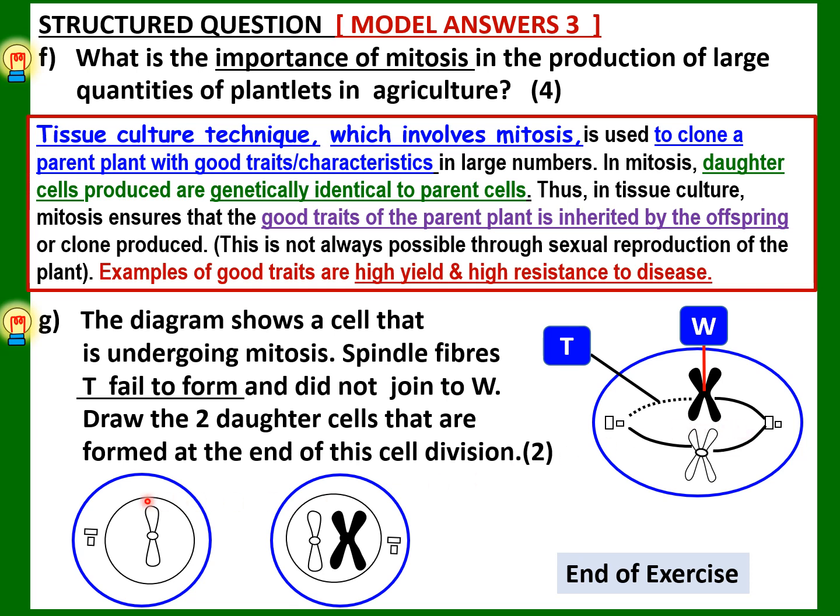Thus, the first daughter cell will have one white chromosome when this chromosome is put to this pole. Alright, then the second daughter cell on the right hand side will have this whole chromosome, which is made up of two sister chromatids and also a white chromatid or chromosome, right? So this is your answer. So these two cells are not normal cells. They have undergone some mutation in that sense, and they are not genetically identical to the parent cell.